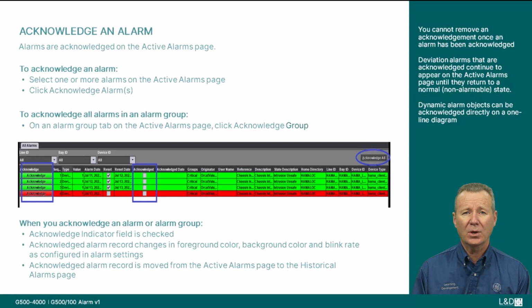When you acknowledge an alarm or an alarm group, the Acknowledge indicator field is checked. The acknowledged alarm record changes in the foreground color, background color, and blink rate as configured in the alarm settings. The acknowledged alarm record is moved from the Active Alarms page to the Historical Alarms page.